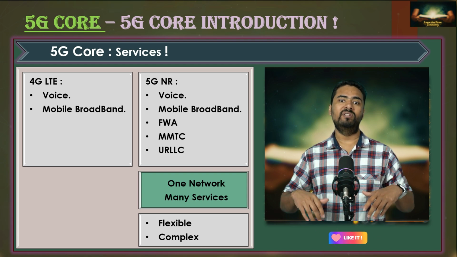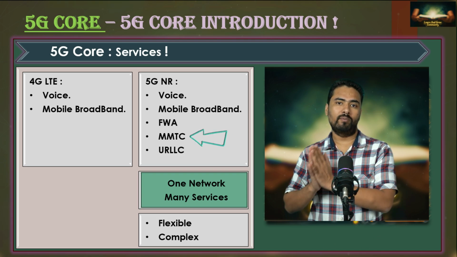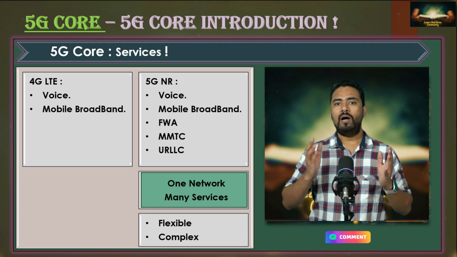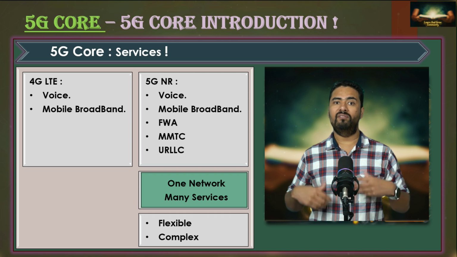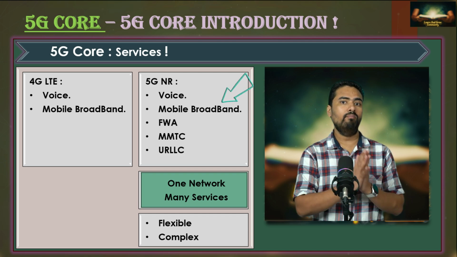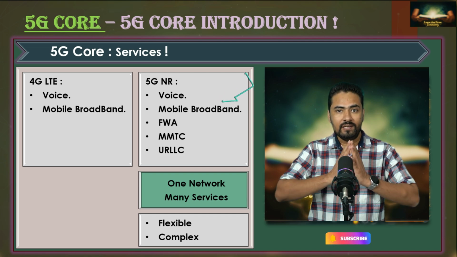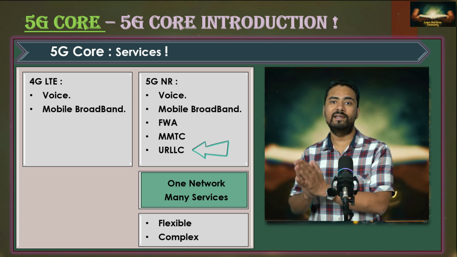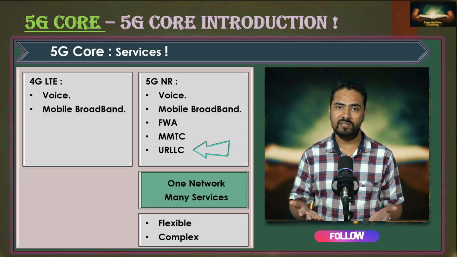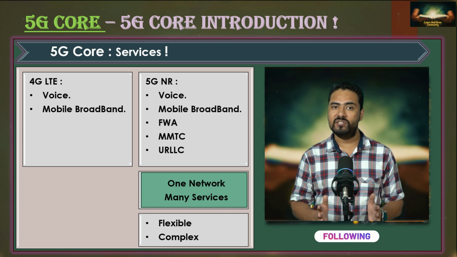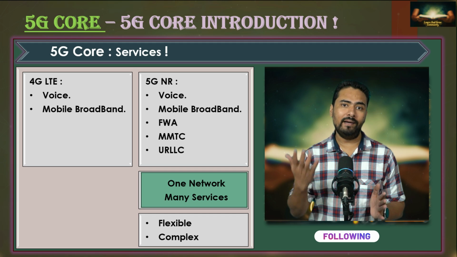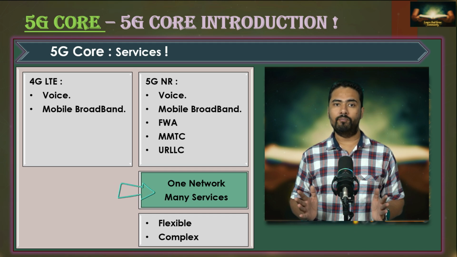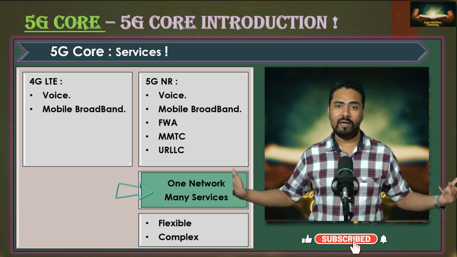For example, some of these services are massive machine type communication, or mMTC, which sends a very small amount of data after some specific period. We have eMBB services, or enhanced mobile broadband, which handles large amounts of data transfer. Next, we have ultra reliable low latency communication, or URLLC. These services are time sensitive and hence require better latency from the network. So you can say that 5G is one single network that has to support many different types of services.